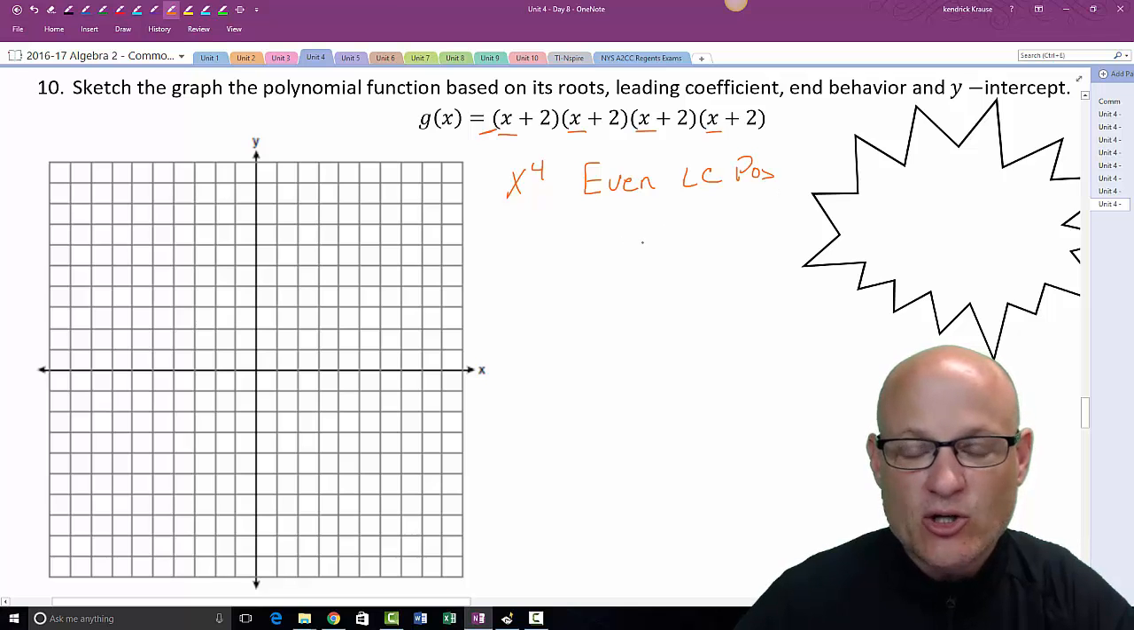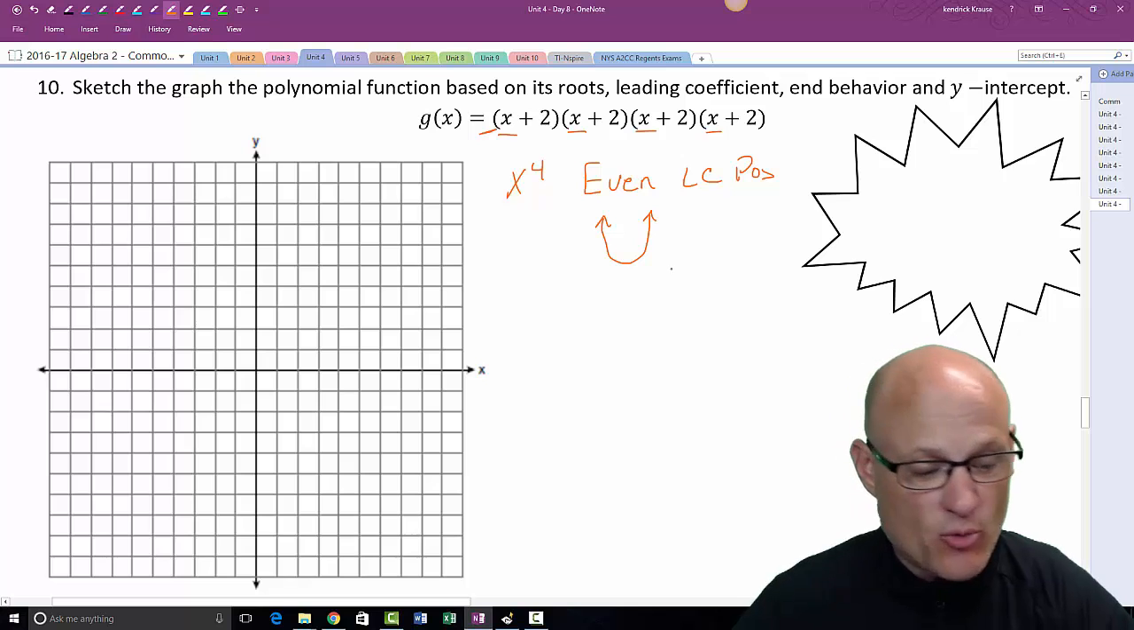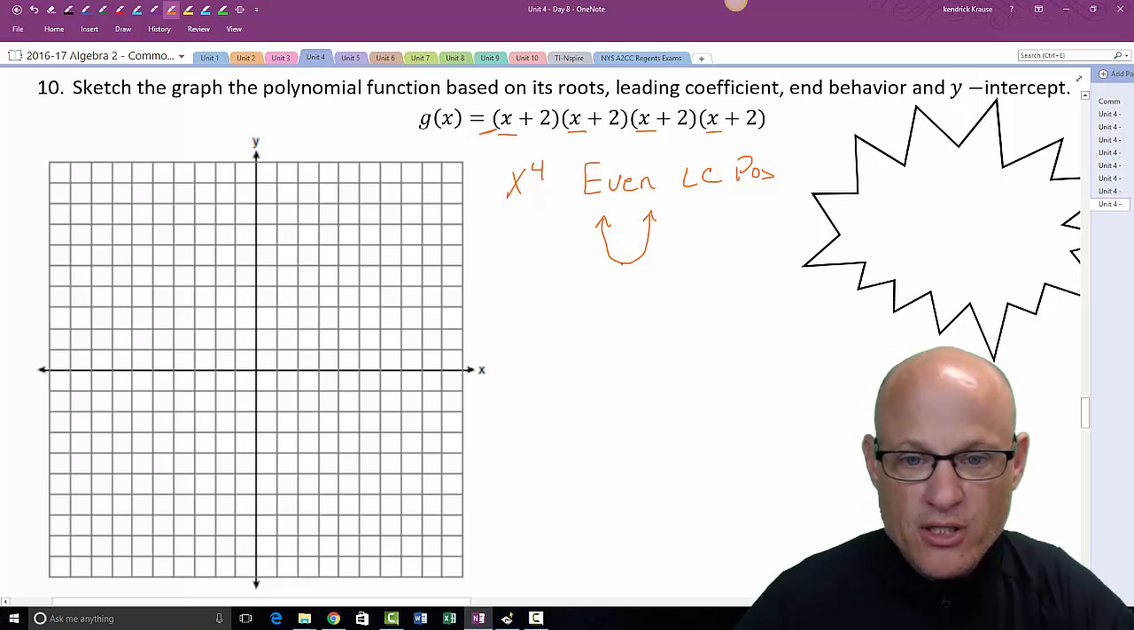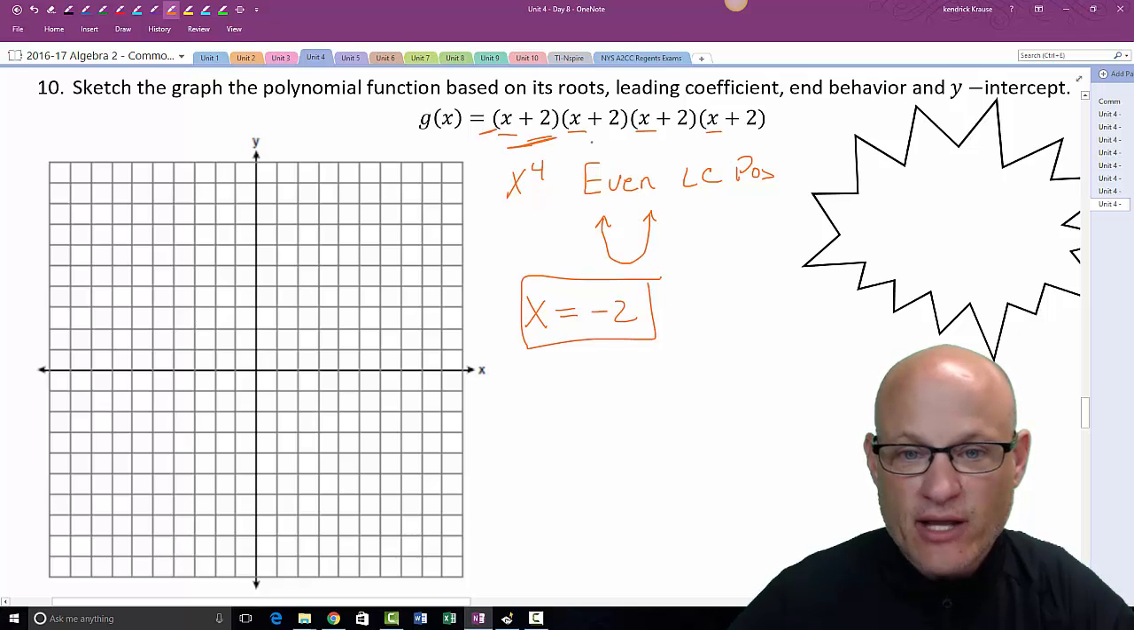Now remember, with a leading coefficient that's positive, that means they're both going to be up. Because it's even, they're both going to go in the same direction. And because it's positive, they're both going to go up. So my roots, they're all the same. So that means I'm only going to have one root. It's going to be a quadruple root at x equals negative 2. Because if I solved each of these, that would give me negative 2, negative 2, negative 2, negative 2.